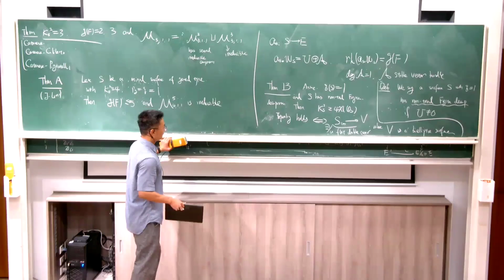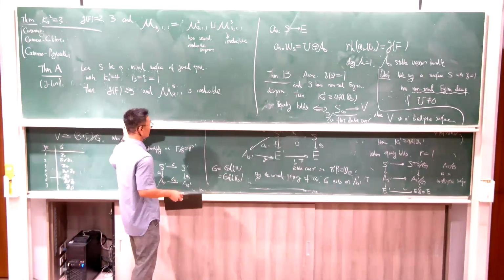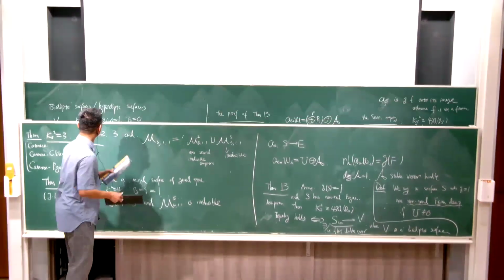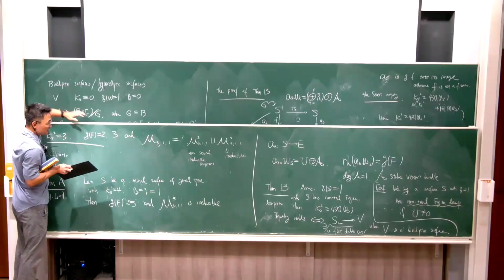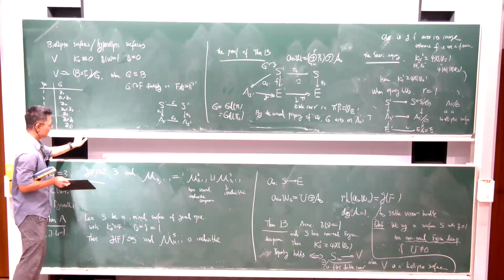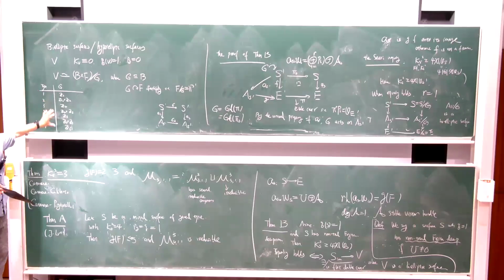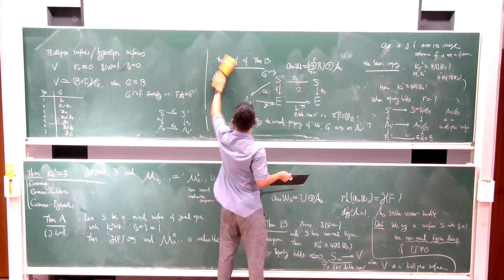Okay, so this is a simple result, but it turns out that it gives at least 7 different connected components of the moduli space. Okay, so let me just put some remarks here.